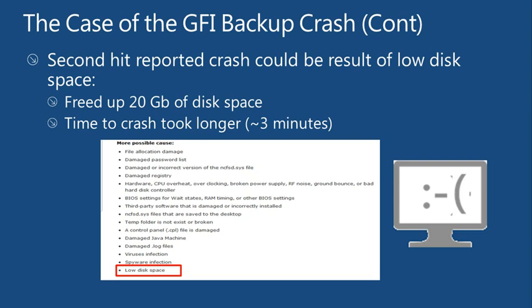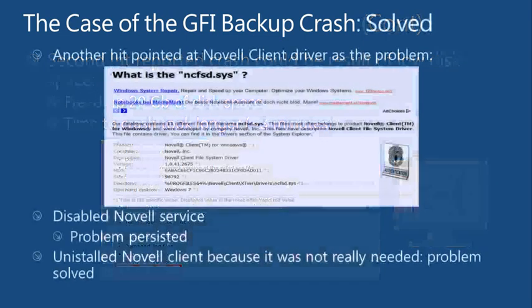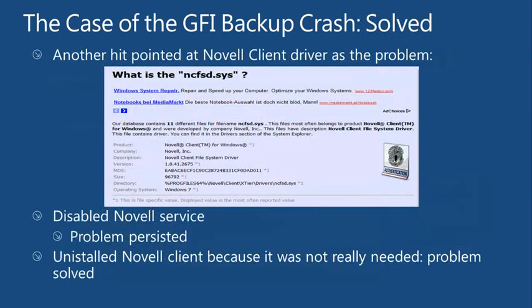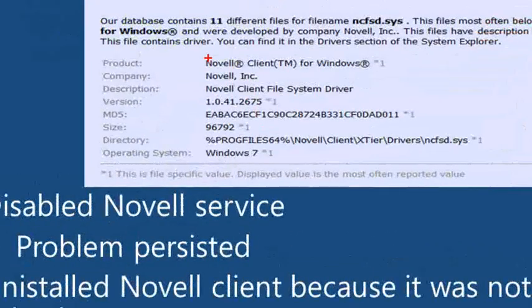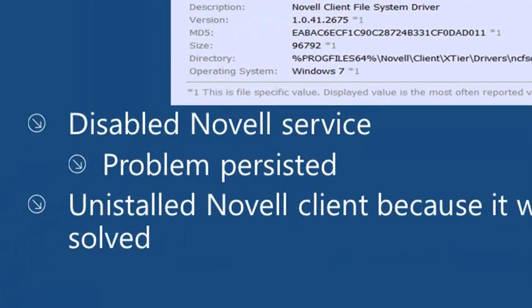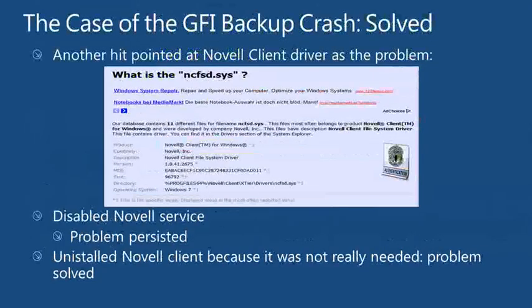But he did the low disk space fix, he freed up some disk space, and it just took longer to get the crash. So then, another hit, finally he stumbles across this one. What is this? Well, it's the Novell client for Windows. So he disables the Novell service, the problem goes away, so then he's just like, well, I don't even use that thing anyway, so we uninstalled it, and the crashes went away. So eventually, with just a few basics, open the crash dump file, look at it, and then do some web searching, he was able to get past the problem.